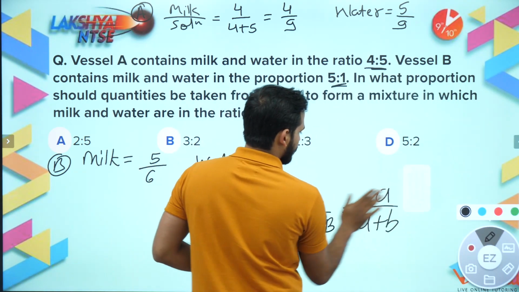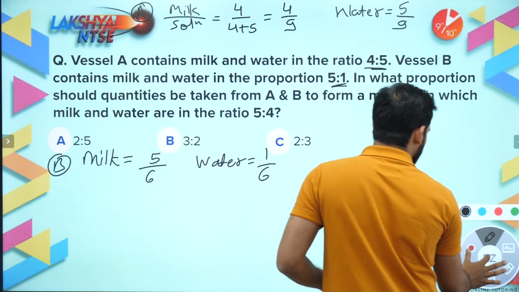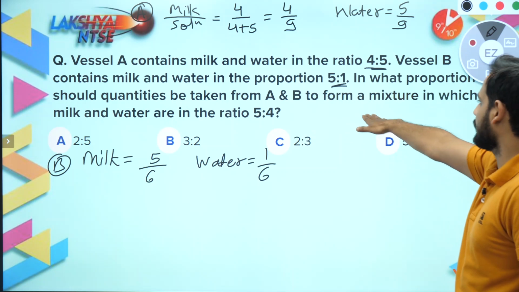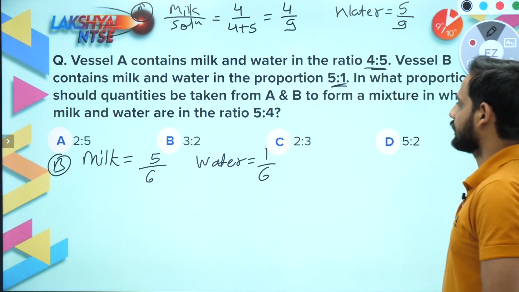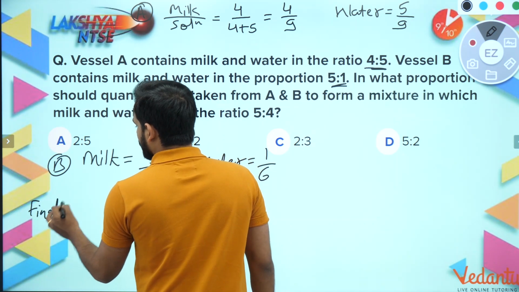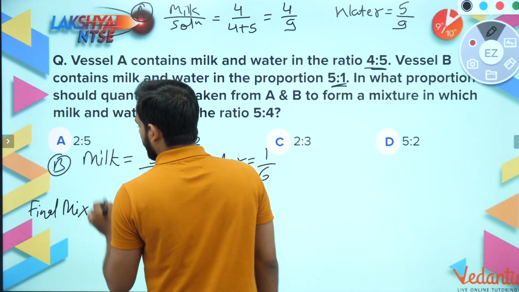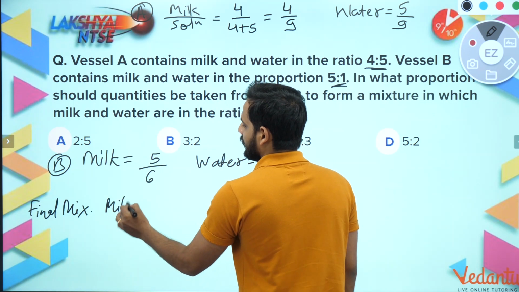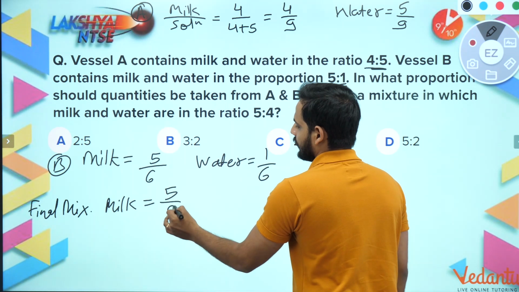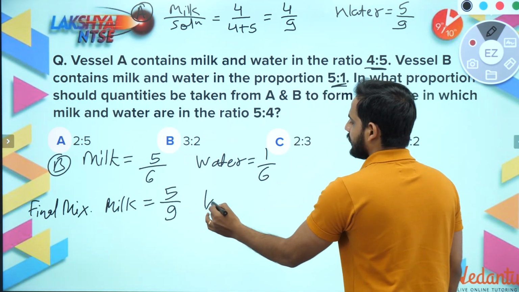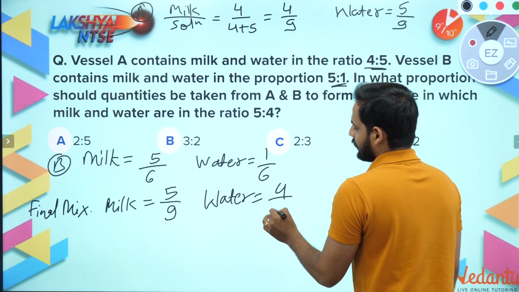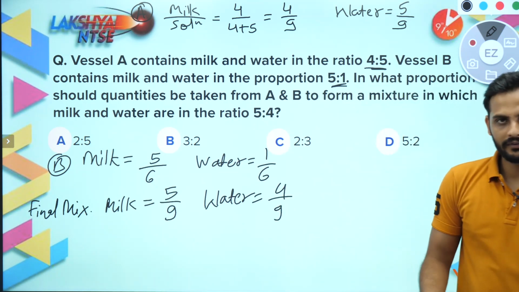The next step says that after getting this part, now see, what do you want? You want that in the final mixture, milk and water should be in the ratio of 5:4. So I am just showing it so that you will know how to do it. In the final mixture, milk should be 5:4. So milk is 5 upon 5 plus 4, which is 9, and water should be 4 upon 9. Okay, so this is how it has to be done.